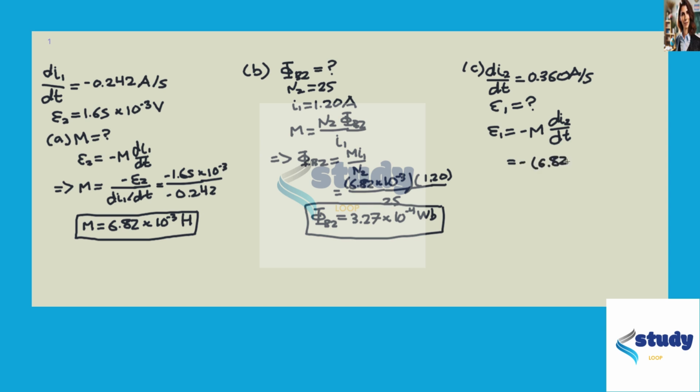Again, relying on the answer from part A, and then this new number of 0.360, in order to get an induced EMF of negative 2.46 times 10 to the minus 3 volts. And we're done.